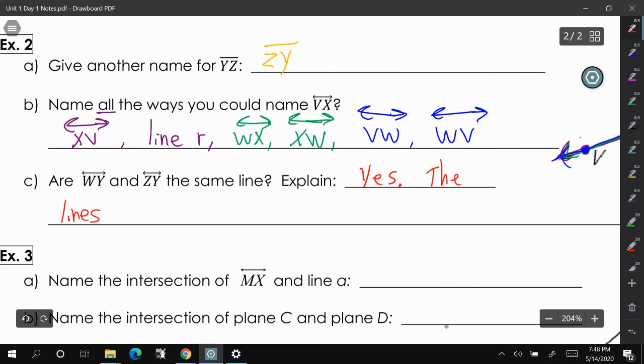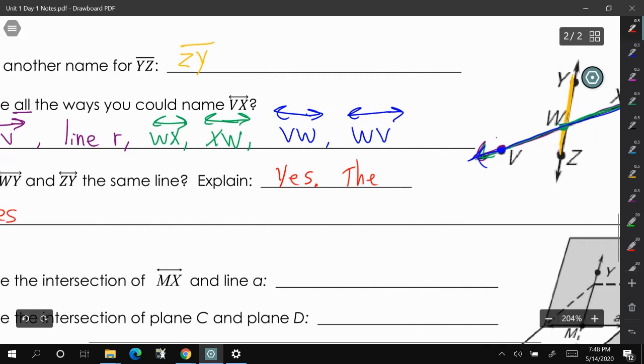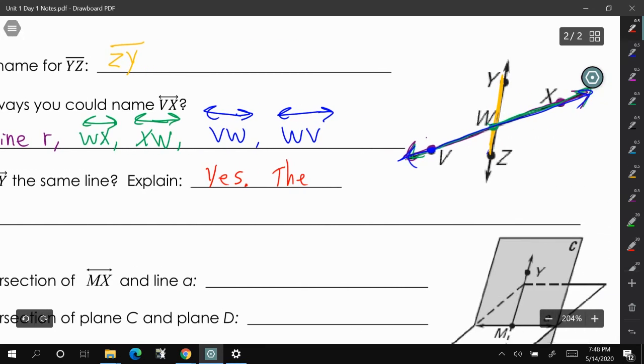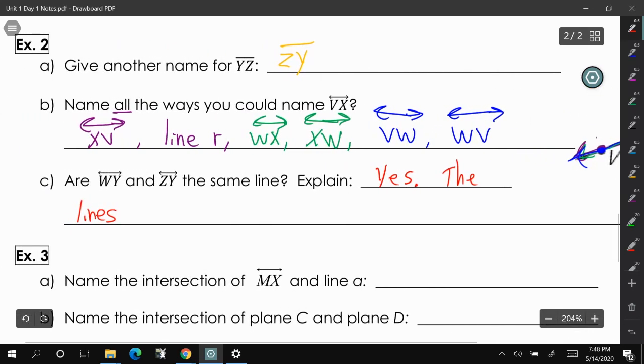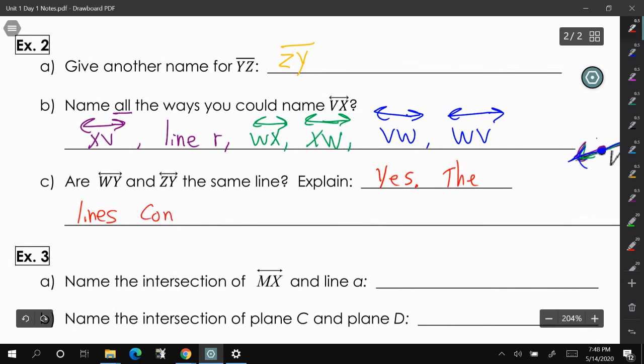The lines contain the same points and extend forever.